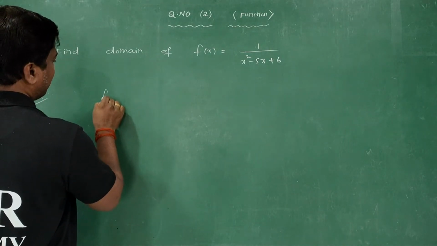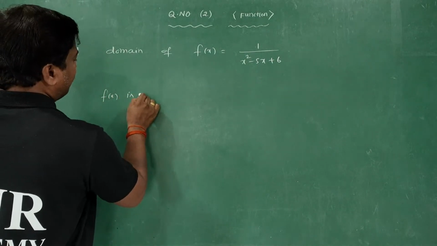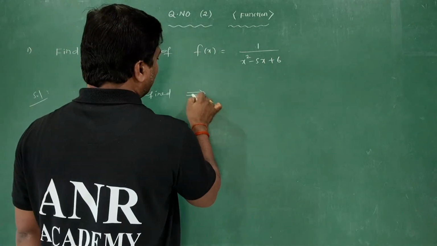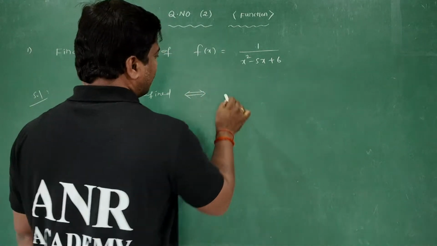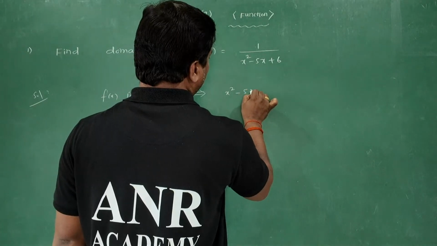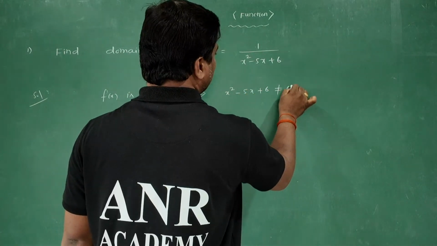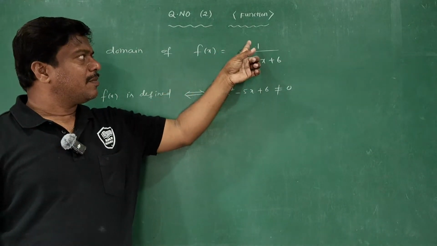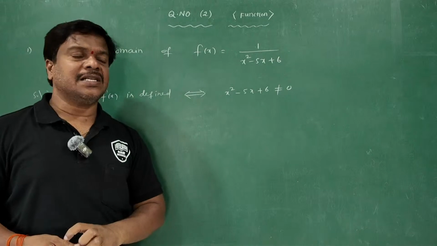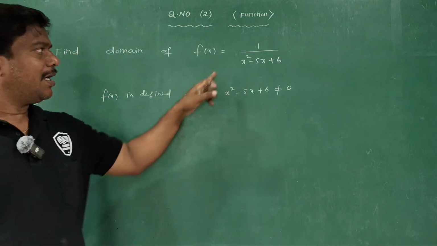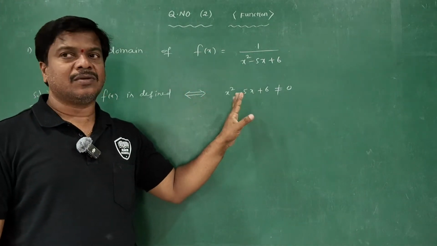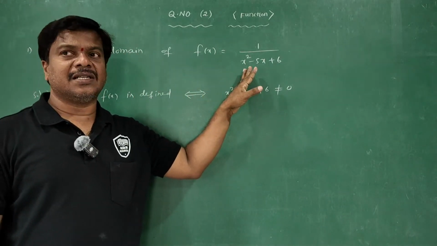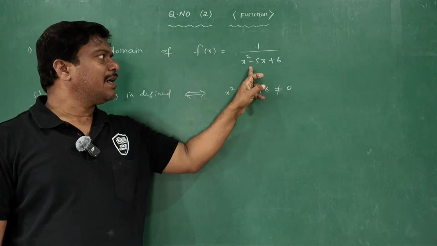You have to write f of x is defined if and only if the condition here x square minus 5x plus 6 is non-zero. Why? Because it is of the form p of x by q of x, that is a rational function, and the denominator should be non-zero. For existence of the function f of x, it is very clear that due to the rational function the denominator part must be a non-zero quantity.